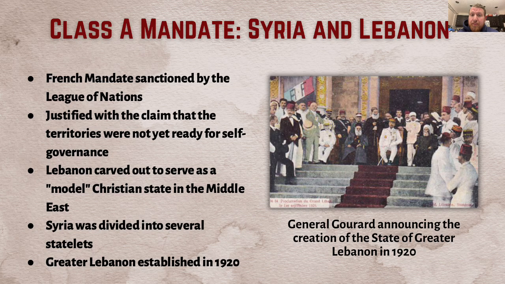The mandate was officially sanctioned by the League of Nations in 1923, though French control over the region began in 1920 following the San Remo Conference.